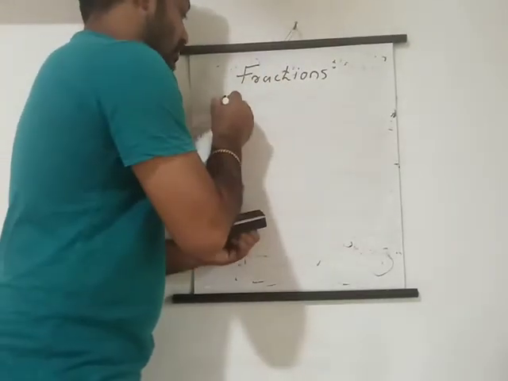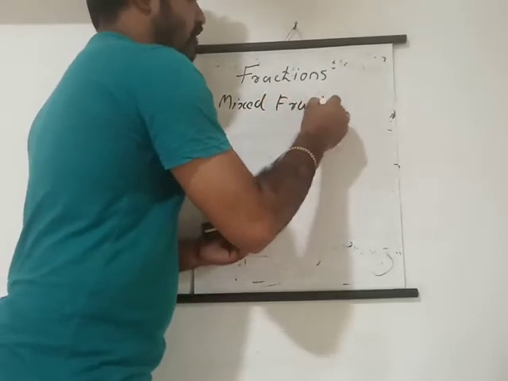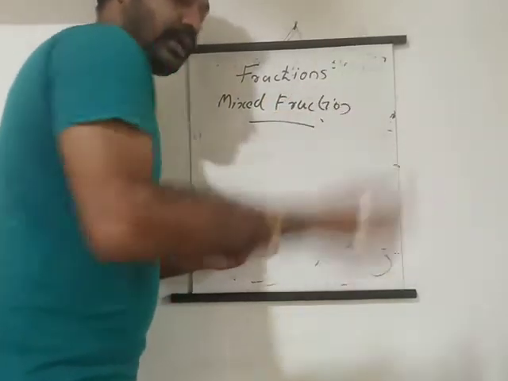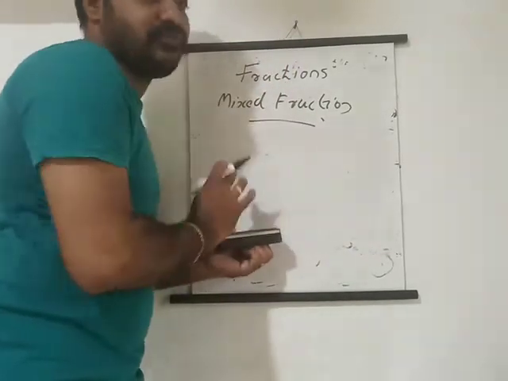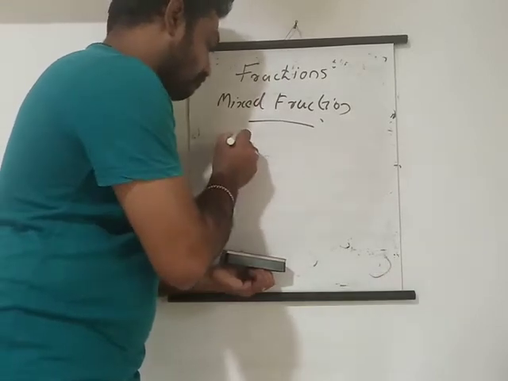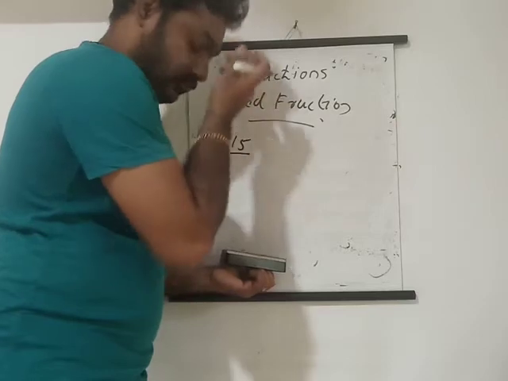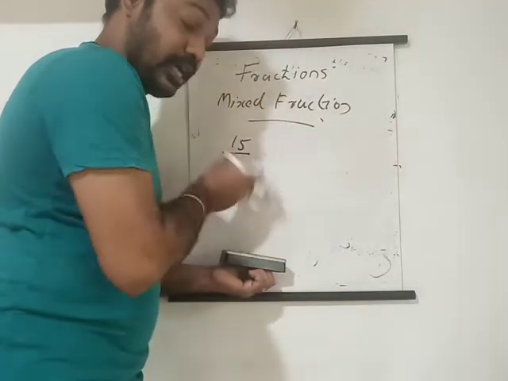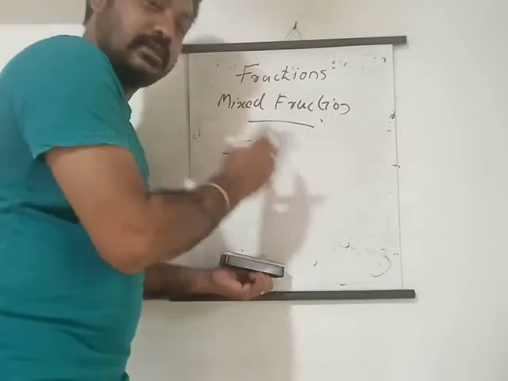Mixed fractions. That is what you are learning now. How can we do it? This is an improper fraction, sorry, we are converting it into a mixed form. That is called a mixed fraction. Just for example, 15 by 4. Mostly this kind of number will have a remainder. When we write mixed fractions, there must be a remainder.